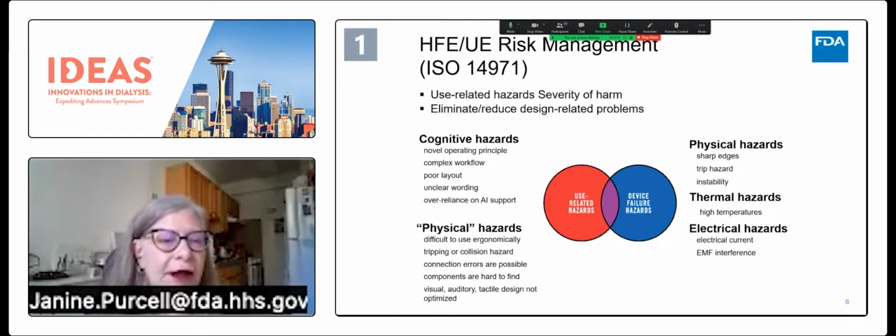So when you think about hazards that are related to people, on the right side of the slide, I have more conventional sort of mechanical, physical world hazards, about physical hazards and thermal hazards, for example, or electrical hazards, which have their own guidances and standards that need to be adhered to.